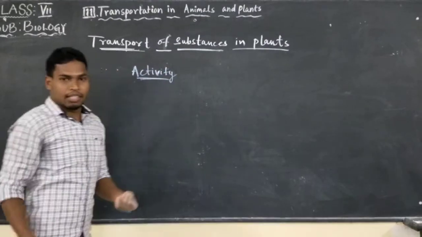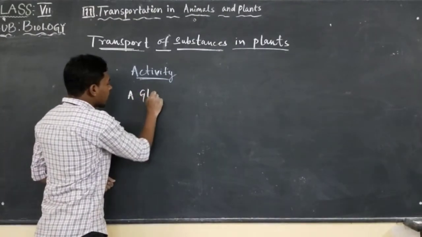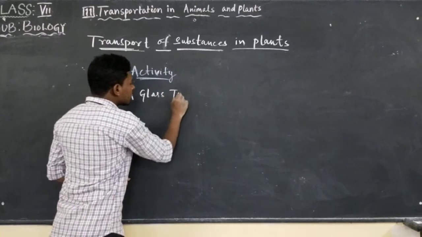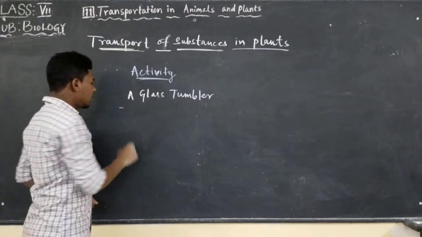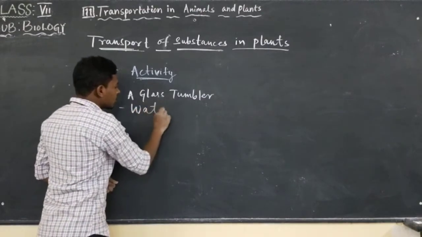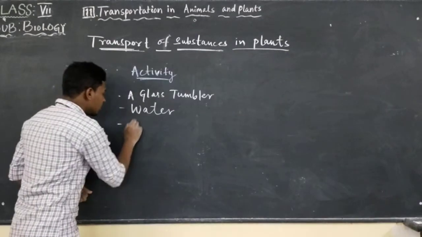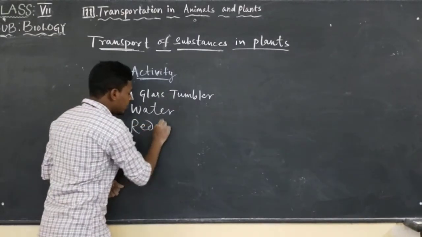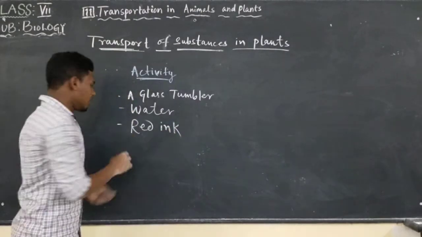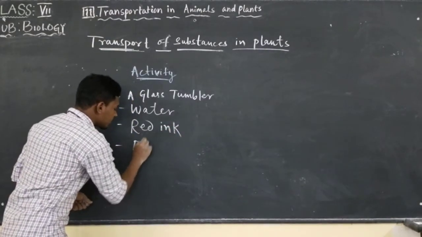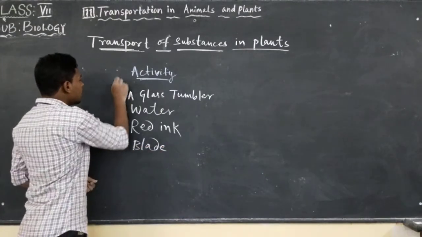In this activity we need materials like a glass tumbler, water and red ink and a sharp blade. So these are the materials required.